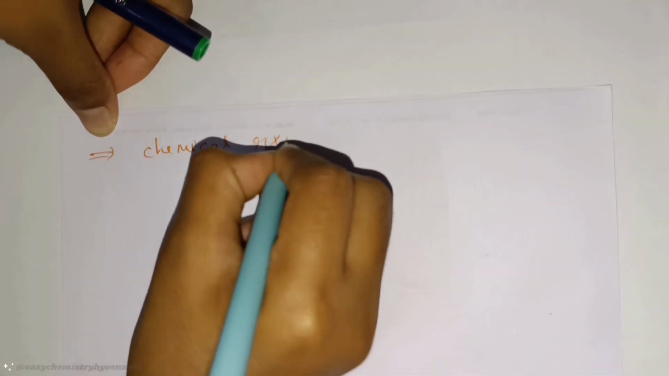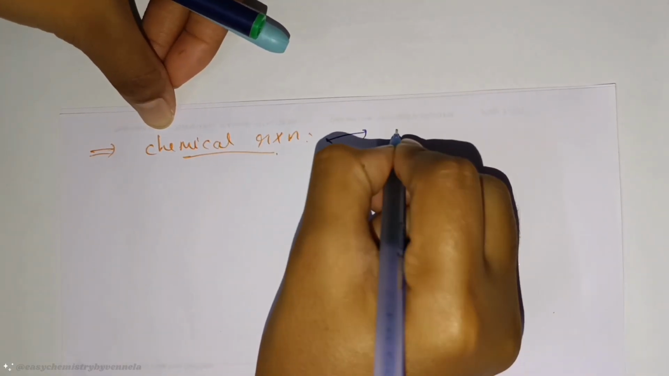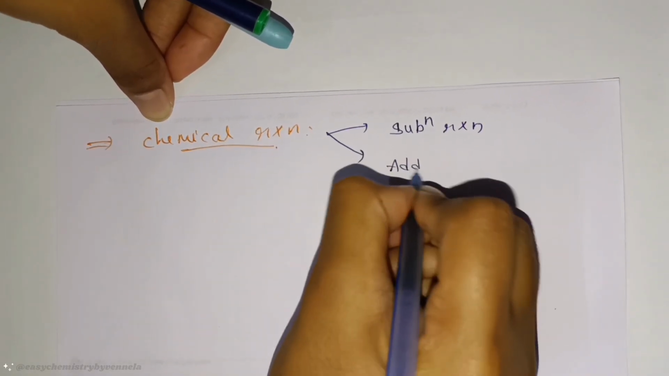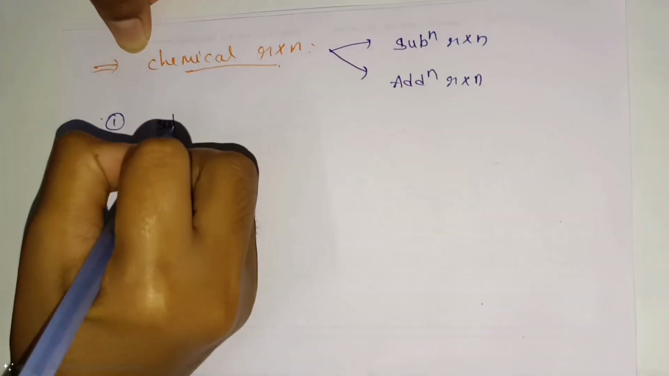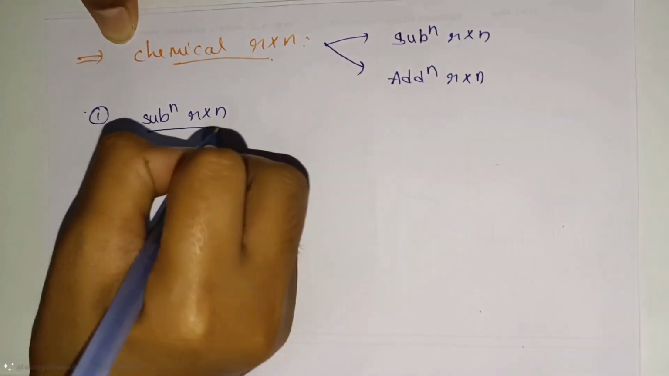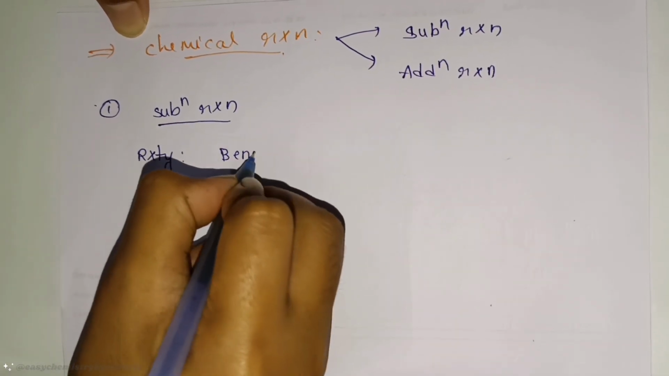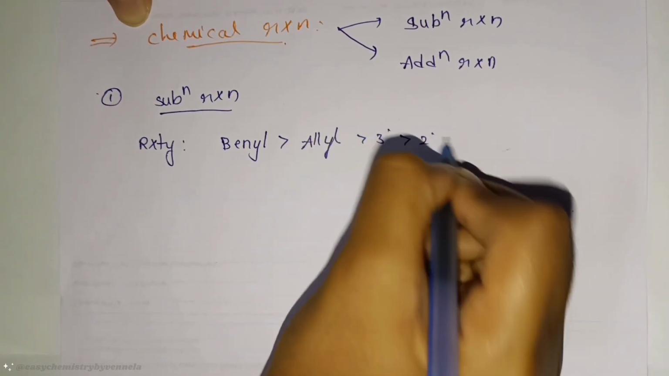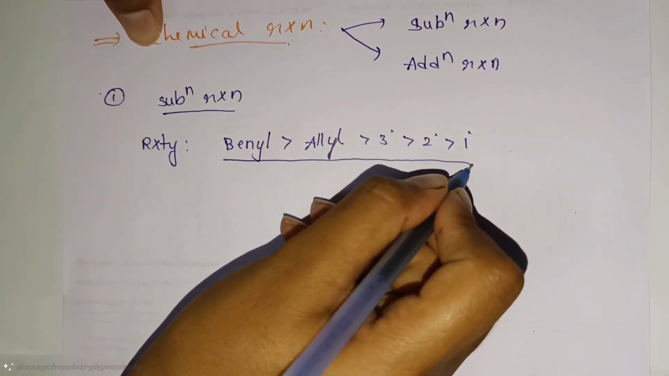Chemical reactions. Chemical reactions are of two types. First one is free radical substitution reaction. Next, free radical addition reaction. So the first one is substitution reaction, free radical substitution reaction. What is the reactivity order? The reactivity order is first benzyl, allyl, tertiary, secondary and primary. This is the reactivity order for free radical substitution reaction.